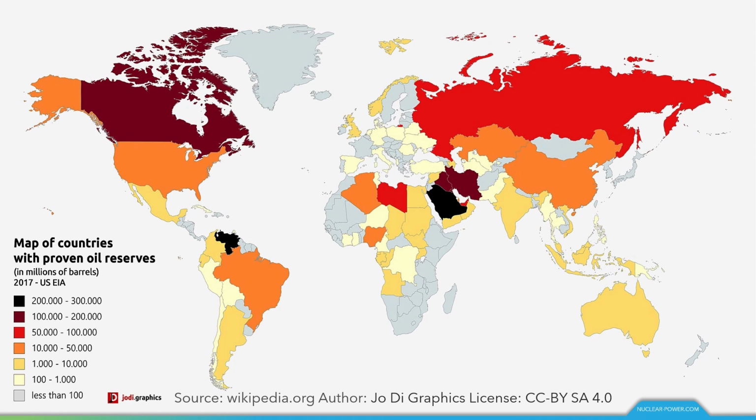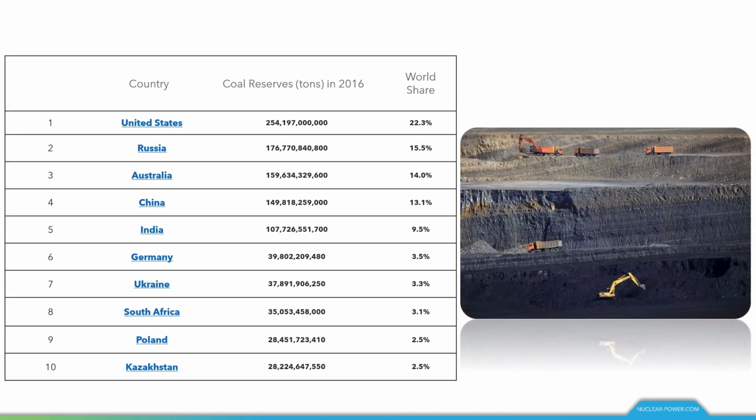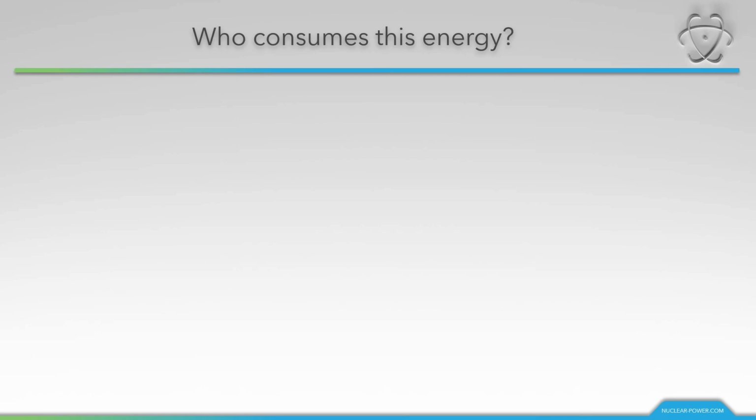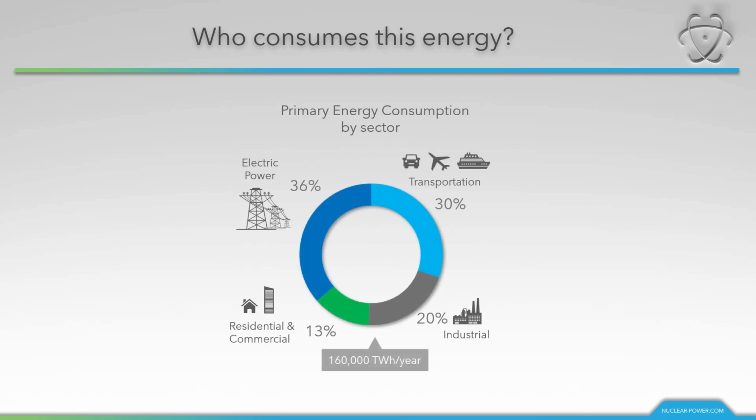In the case of natural gas, the map is different, but the distribution of natural gas reserves in the world is very similar. How about coal? The distribution of coal in the world is different. More than 90% of the world's proven coal reserves are concentrated in only 10 countries. The United States tops the list, with more than 1/5 of total proven coal reserves, while China ranks 4th as the largest producer and user of coal. But where is this energy consumed? Primary energy sources are not only consumed in power plants.